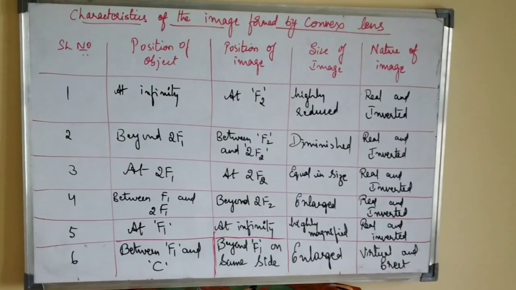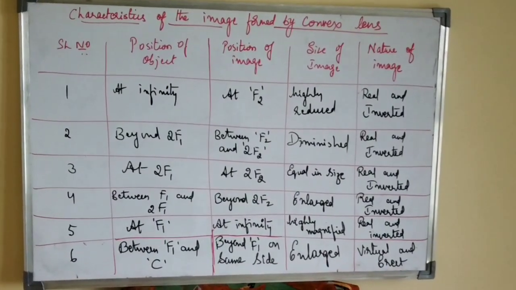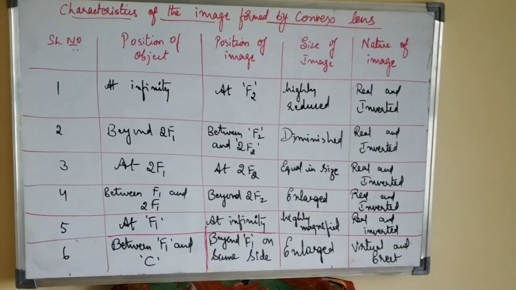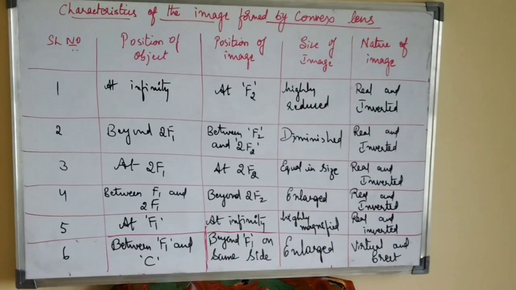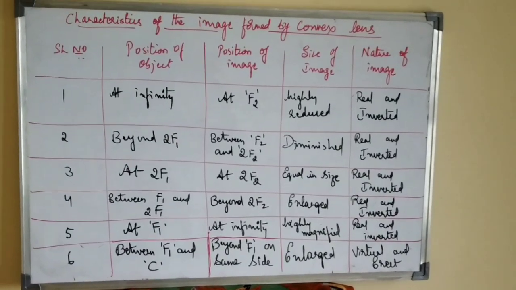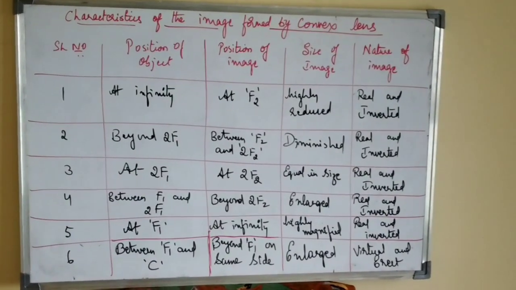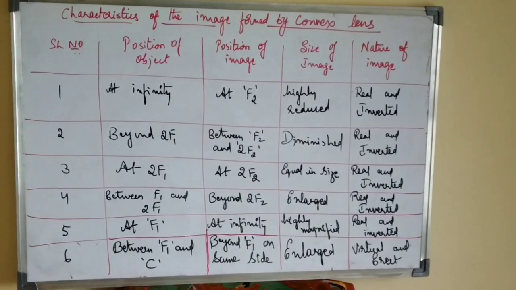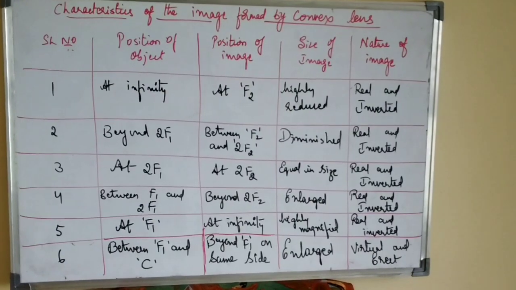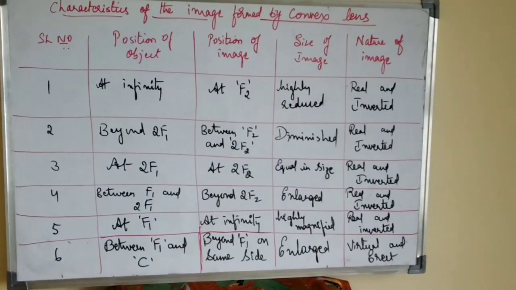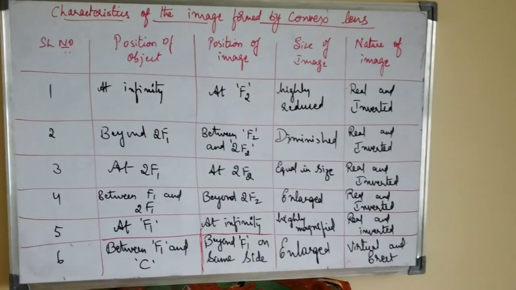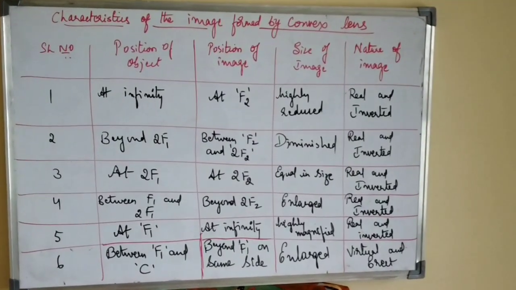Now case 2, when the object is beyond 2F1, towards the left side, the image is formed between F2 and 2F2 on the other side. The image is diminished, and the image is real and inverted. Now see the third case. When the object is at 2F1 towards the left, the position of the image is at 2F2, means at the same distance towards the right. Therefore, the size of the image is equal to the size of the object. So, the image is real and inverted.